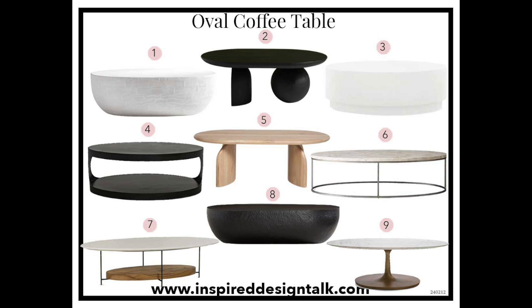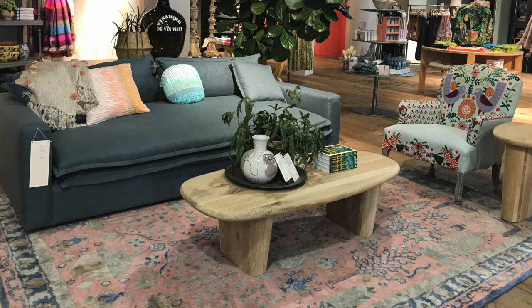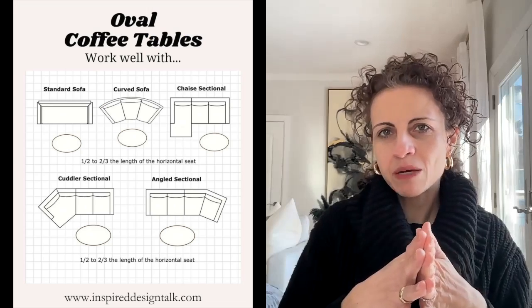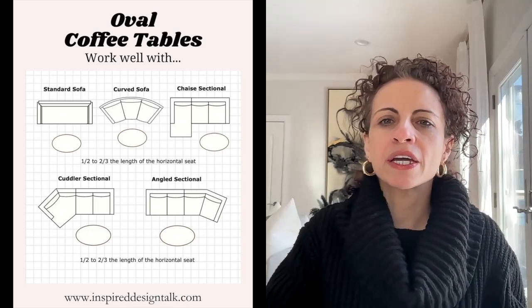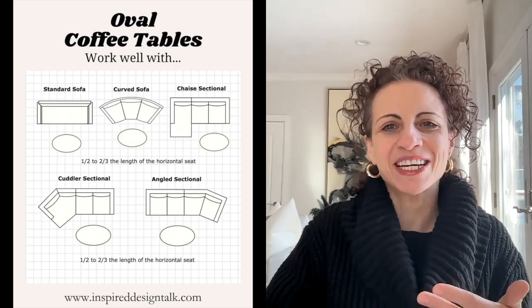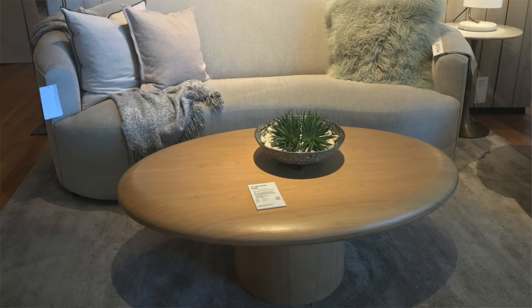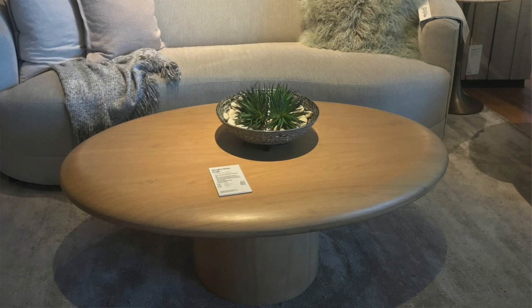Our oval coffee table is going to be similar in feeling to a rectangular coffee table, only it's going to have curved edges. So this is wonderful if we have children or elderly family members. If you entertain a lot, you won't have those sharp edges that people tend to bump into. Oval coffee table is going to work well with the standard sofa, a curved sofa design, chaise sectional, the cuddler sectional, and an angular sectional. The rounded edges will add an organic element and really complement the lines of a curved sofa perfectly.